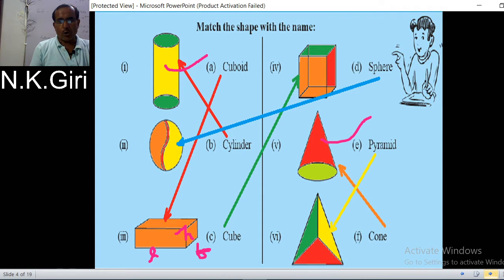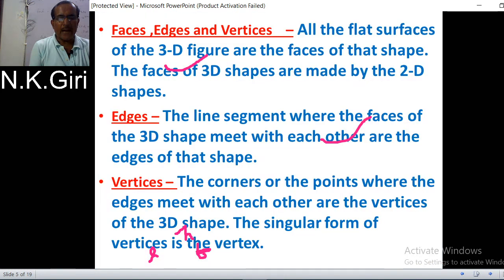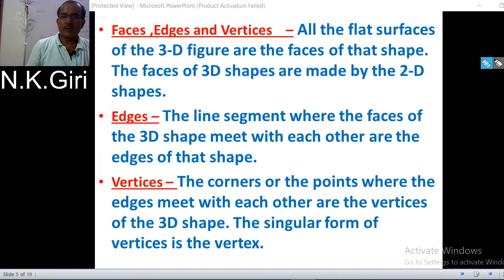Now these three-dimensional shapes have faces, edges and vertices. Now we have to come on faces, edges and vertices. All the flat surfaces of a three-dimensional figure are the faces of that shape. The faces of the three-dimensional shape are made by 2D shapes. Means two-dimensional shapes combine to make a three-dimensional shape.